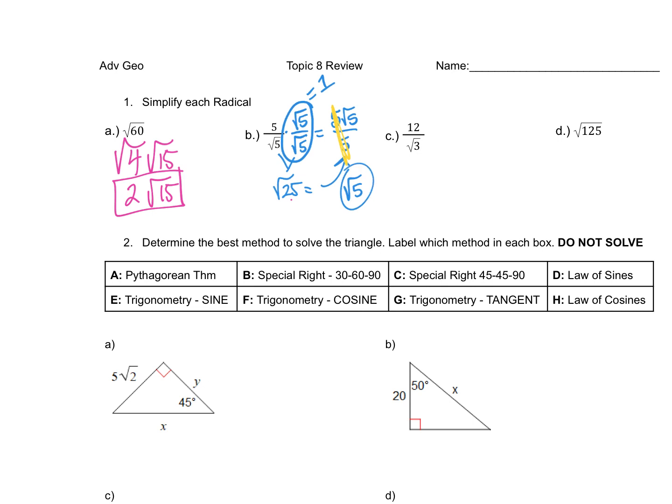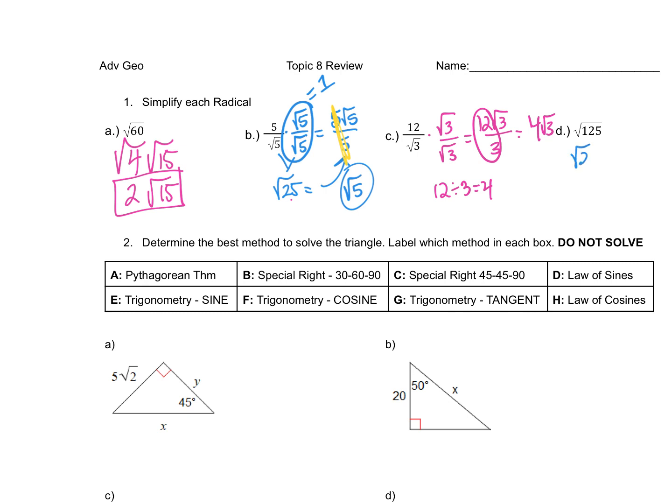Do the same thing in our next problem. Multiply by radical 3 over radical 3. So 12 radical 3 over 3. 12 divided by 3 is 4. So I get 4 radical 3.